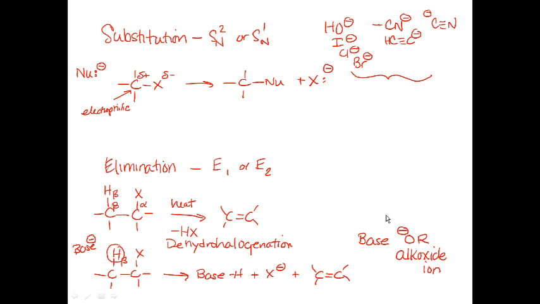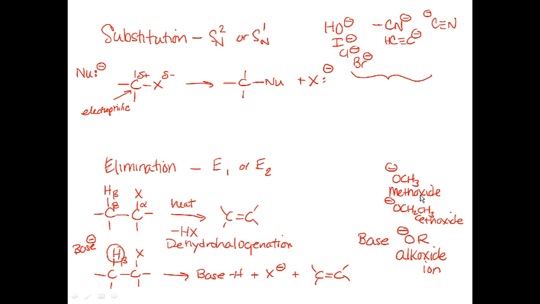Now your book talks about using different types of bases like OCH3-, which is called methoxide, and OCH2CH3-, which is called ethoxide. Okay, the methoxide is the alkoxide of methanol. The ethoxide is the alkoxide of ethanol.